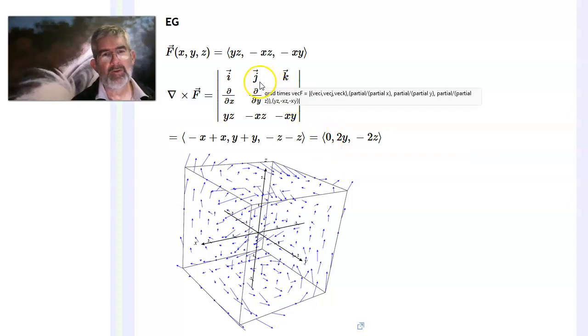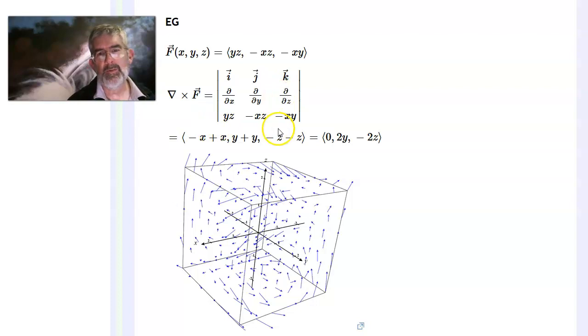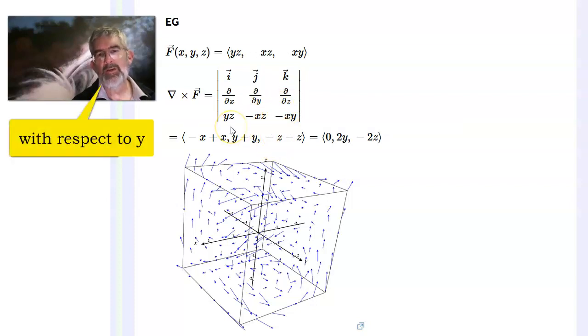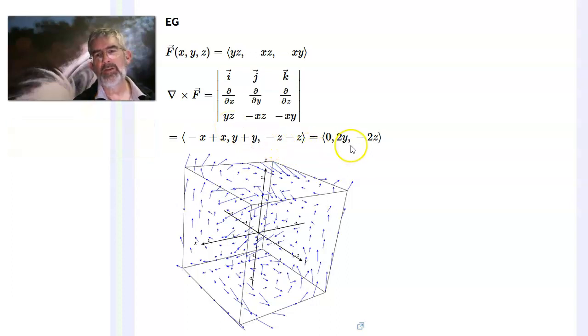The middle one I always do backwards because it's minus j times this determinant, so just do the determinant backwards to take care of the minus sign. This is the partial of yz with respect to z, which is just this y right here. Then I subtract the partial of minus xy with respect to x, which is minus y. So I'm subtracting minus y, so that's a plus y, and that turns into a 2y. Lastly, the partial of minus xz with respect to x is minus z right there, and the partial of yz with respect to z is z, and I'm subtracting, so minus z is minus 2z. So that is the curl field, right?